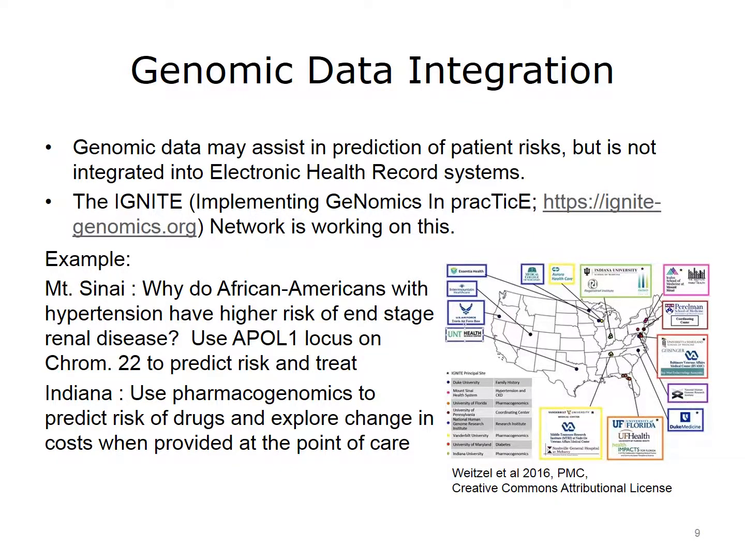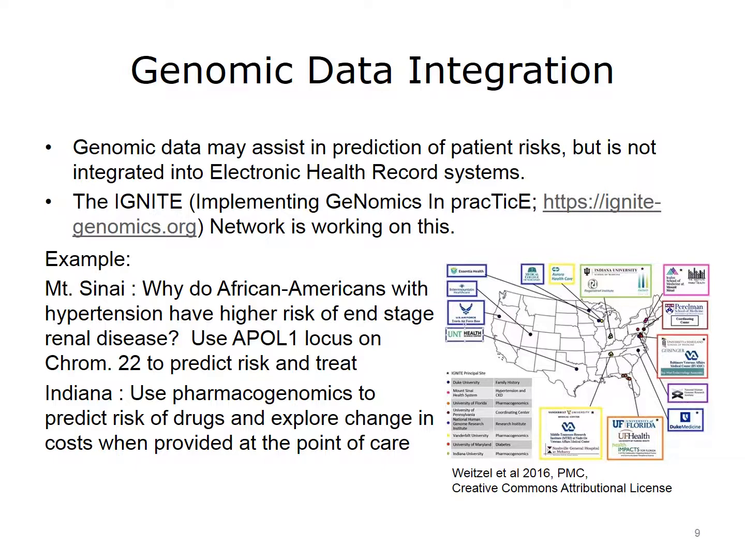Another kind of data that is increasingly important but is not integrated is genomic data. We have rapidly increased our ability to process genomic information, but we can't exchange it easily, and it's not integrated into most analytic or healthcare systems. The Implementing Genomics in Practice, or IGNITE network, was funded by the National Institutes of Health to improve the integration of this data. Shown are the more than a dozen sites involved in the network.